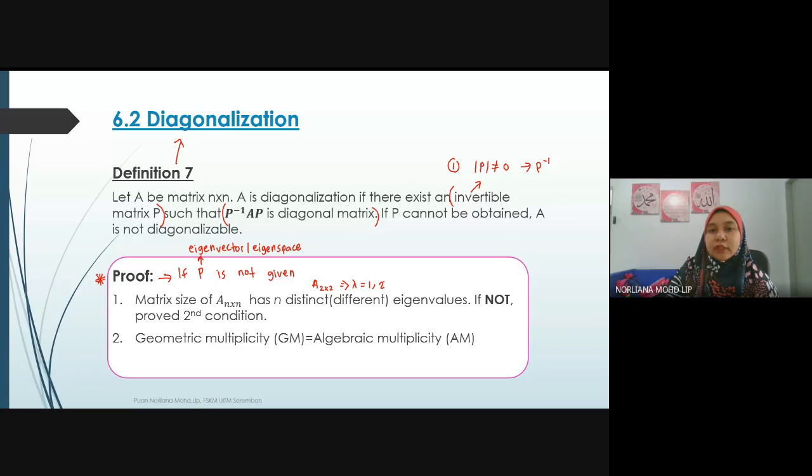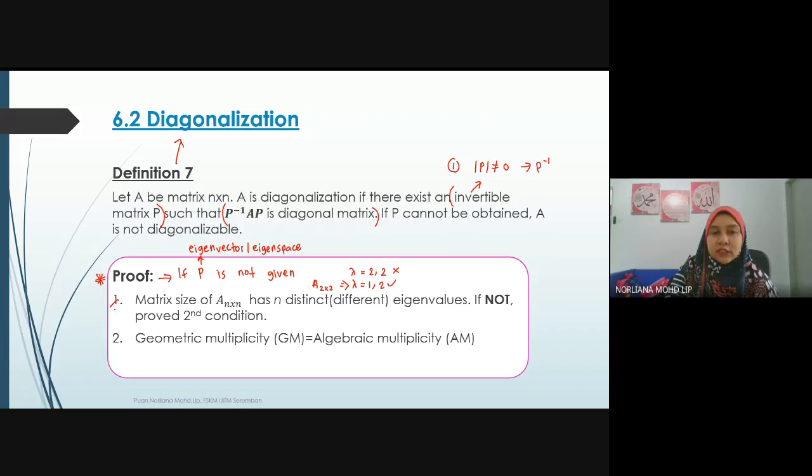Awak tak boleh ada eigenvalues 2, 2. Ni tak boleh. Kalau 2, 2 ni maksudnya the first condition is not proof lah. Okay, if the first condition is not proof, so we proceed to the second condition. Kalau yang first dah proof, so automatic A is diagonalizable lah.